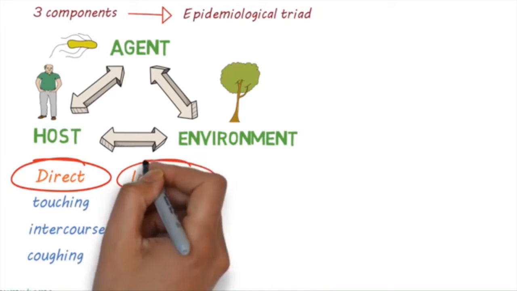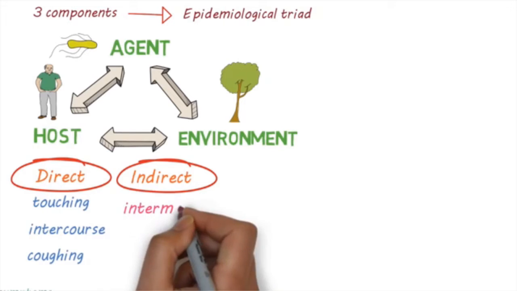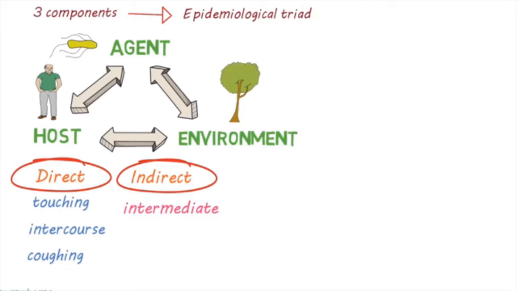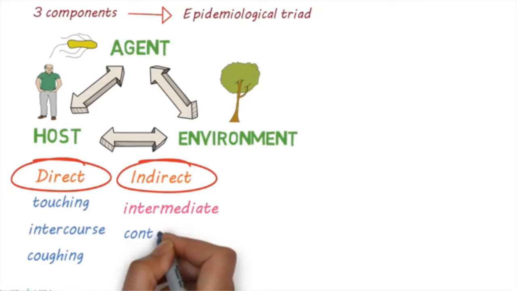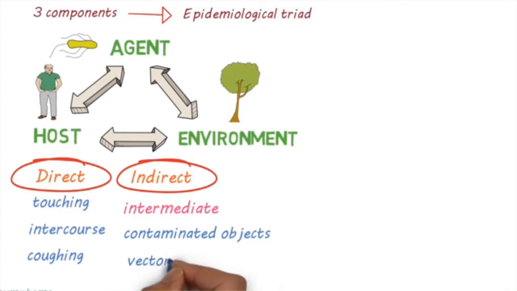On the other hand, in indirect transmission, the organism is transmitted via an intermediate. There are several ways that this can occur. It can be through contaminated objects such as toys, soiled clothes, or even through food or water. It can also be through an intermediate vector such as a mosquito or a tick.